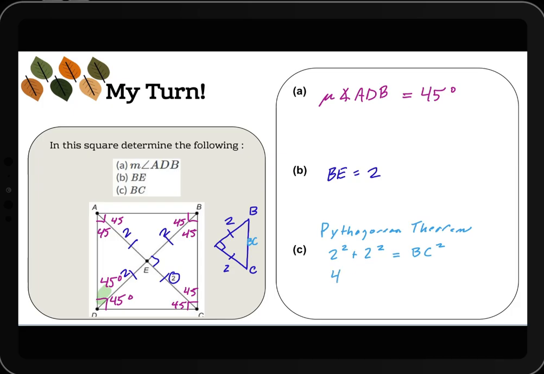So here we have 4 plus 4 equal to BC squared. That's the length, of course. And that gets us, in this case, 8. And we're going to take the square root of 8 to get the length of BC. And the exact length of BC is the square root of 8 units. However, we can also approximate that as 2.83 units for the length of BC.